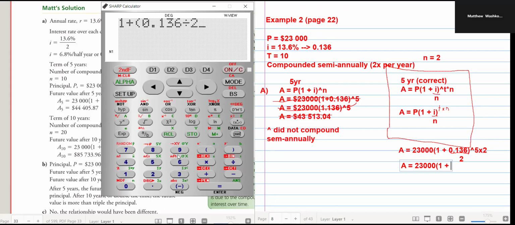0.136 divided by 2, right? Notice that this is the exact same thing as what I'm writing here on the right. Look at the calculator on my screen. Same thing. The brackets do the same thing as the fraction button. It's just some extra work.